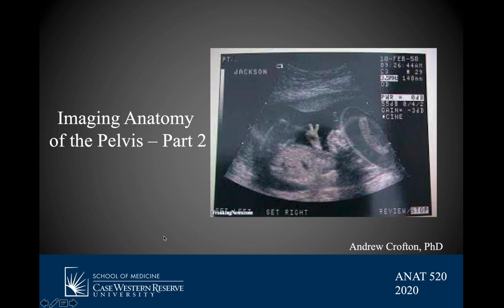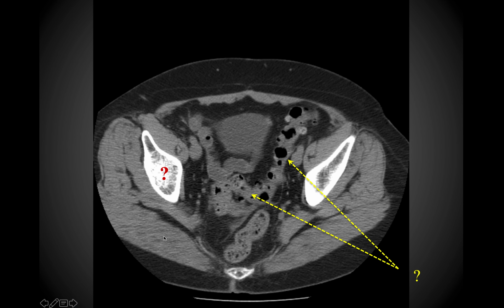This video is going to go over the second part of imaging anatomy of the pelvis. So we spoke mostly last time about conventional radiography in terms of the pelvis, and so today a lot of it is going to focus on two modalities, primarily being CT as well as ultrasonography. So we'll start out by looking at a transitional zone between the abdomen and the pelvis.